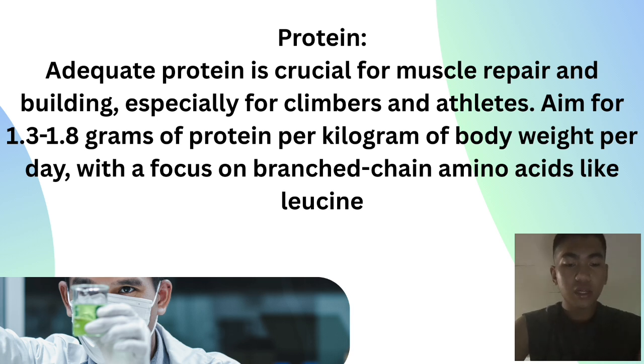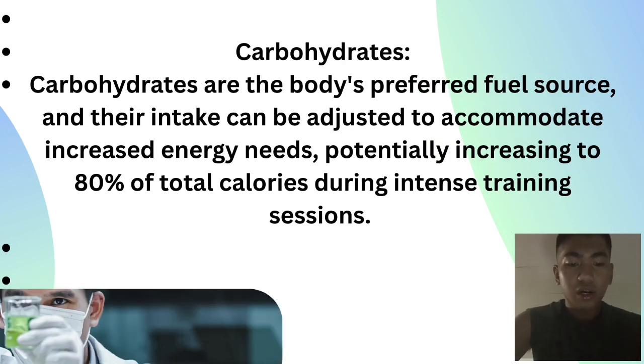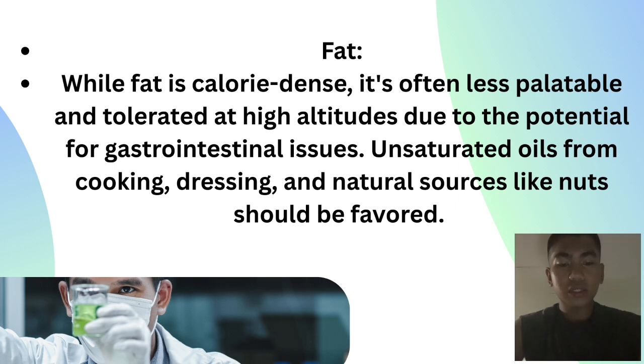with a focus on branched-chain amino acids like leucine. And let's proceed to carbohydrates. Carbohydrates are the body's preferred fuel source, and their intake can be adjusted to accommodate increased energy needs, potentially increasing to 80% of total calories during intense training sessions. And fat: while fat is calorie dense, it's often less palatable and tolerated at high altitudes due to the potential for gastrointestinal issues. Unsaturated oils from cooking, dressing, and natural sources like nuts should be favored.